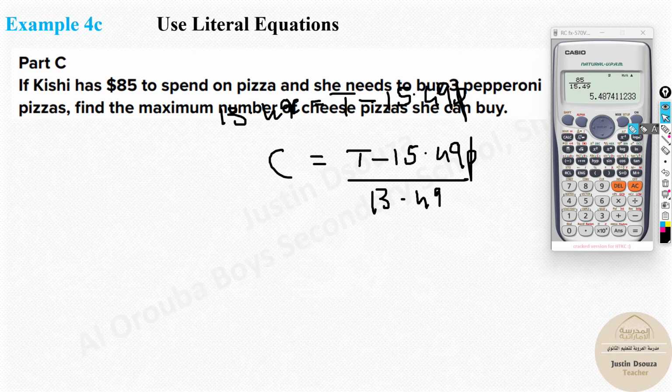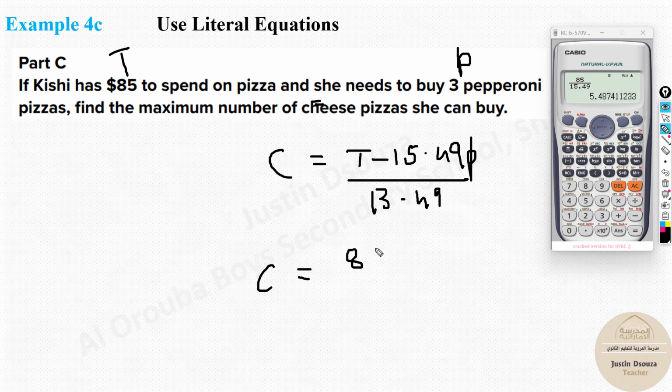Okay. Now there's another thing. Let's just keep this for now. There's one more thing. If Kishi has $85 to spend on pizzas and she needs to buy 3 pepperoni pizzas, find the maximum number of cheese pizzas that can be bought. Now this is interesting. We have to keep this equation because they have given the total amount of money T and they have told the value of P, that is 3 pepperoni pizzas. How many cheese pizzas in that case? So C is the number of cheese pizzas, isn't it?